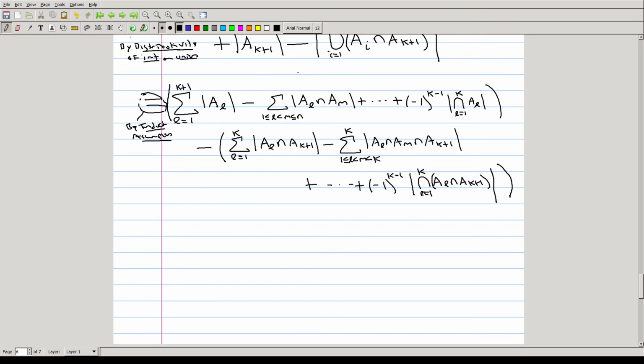But what you're going to note here is that I can actually combine term by term everything in each one of these sums. So, for instance, this sum right here is all of the first intersections of the set k plus 1 with all of the other sets.